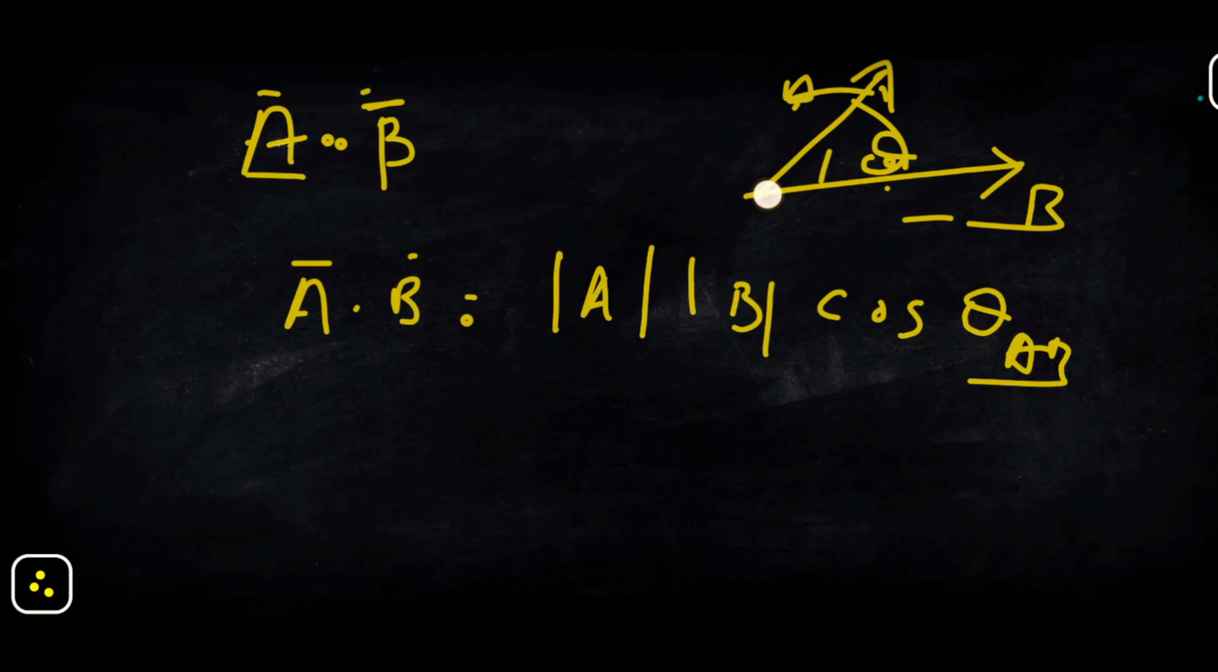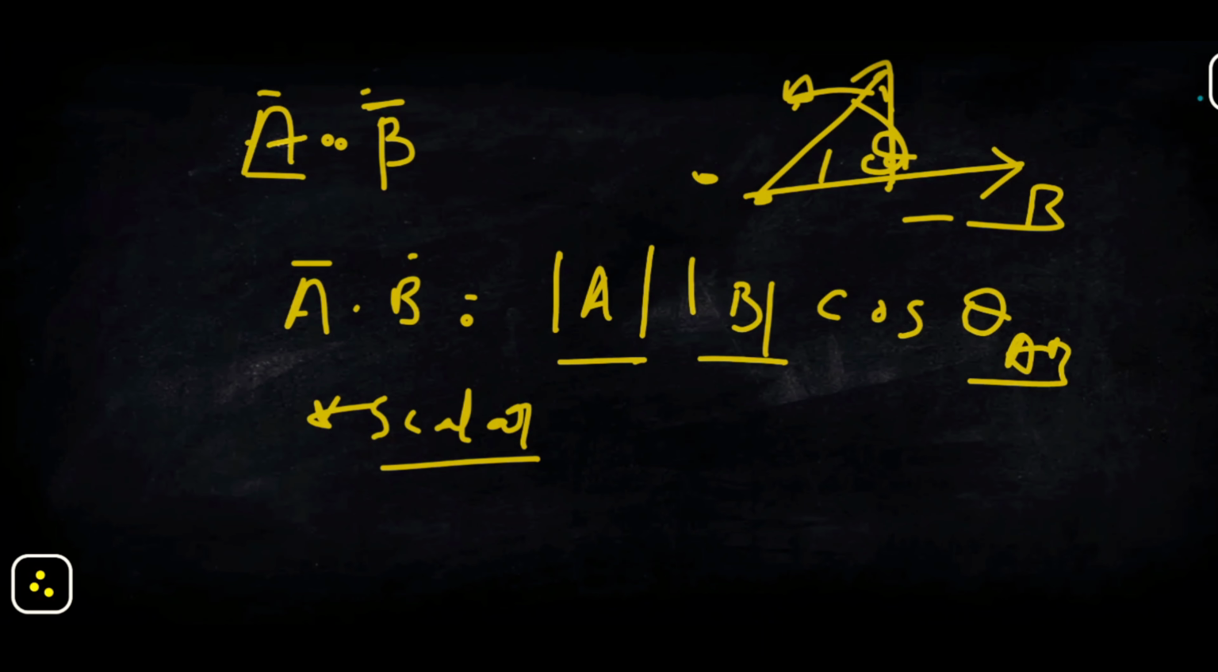If you project, this is OA. If you project like this, then up to this is the projection. Magnitude of A, magnitude of B into cos theta of AB. The result of such a dot product is a scalar. The dot product of two vectors is a scalar, that we have to remember. It is also called a scalar product because the result of such a product is a scalar. Hence it is known as scalar product.